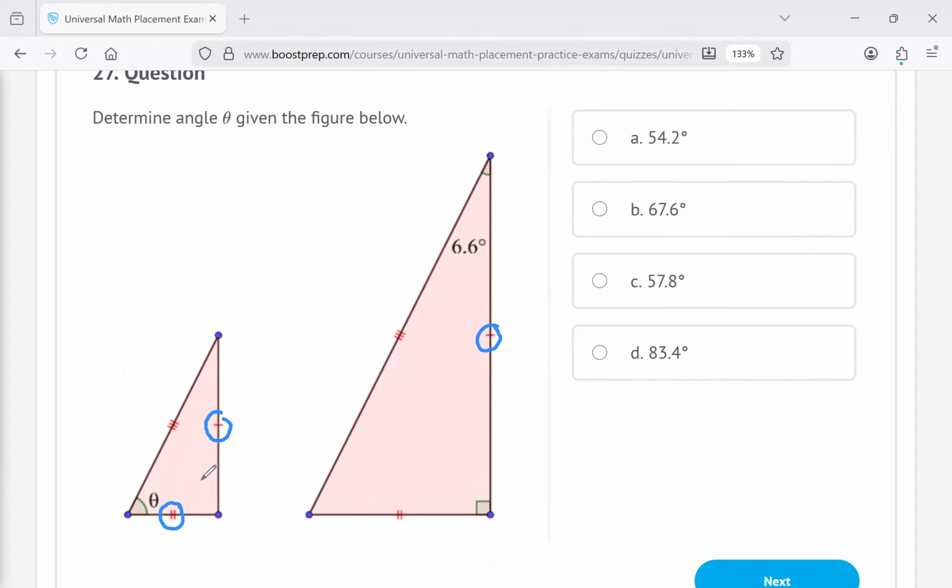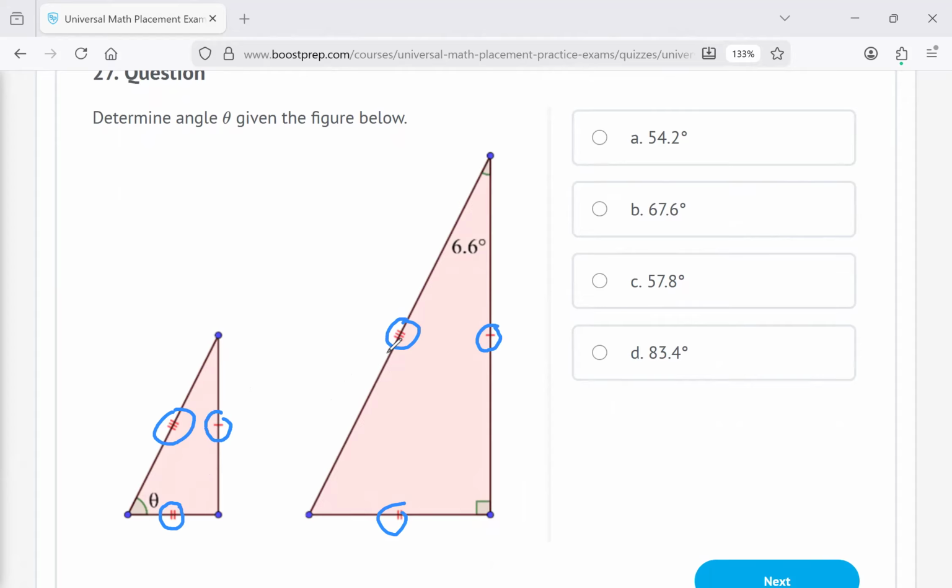Wait, no, sorry, I take that back. All sides are the same. That makes it similar. So in similar triangles, all angles are congruent. How do I know these two triangles have the same side lengths? Because you look at the tick marks. This has 2, this has 2, and this has 3 tick marks, this has 3 tick marks. So all the sides are the same. That means they are similar.